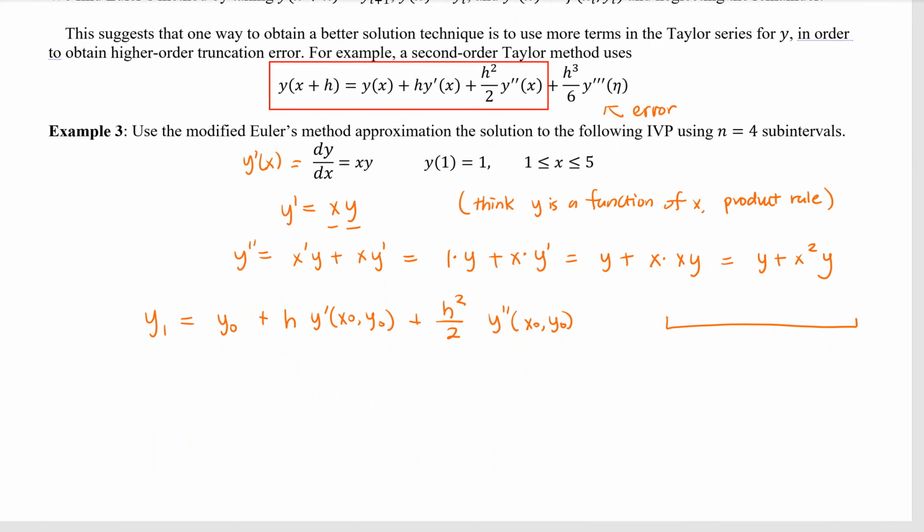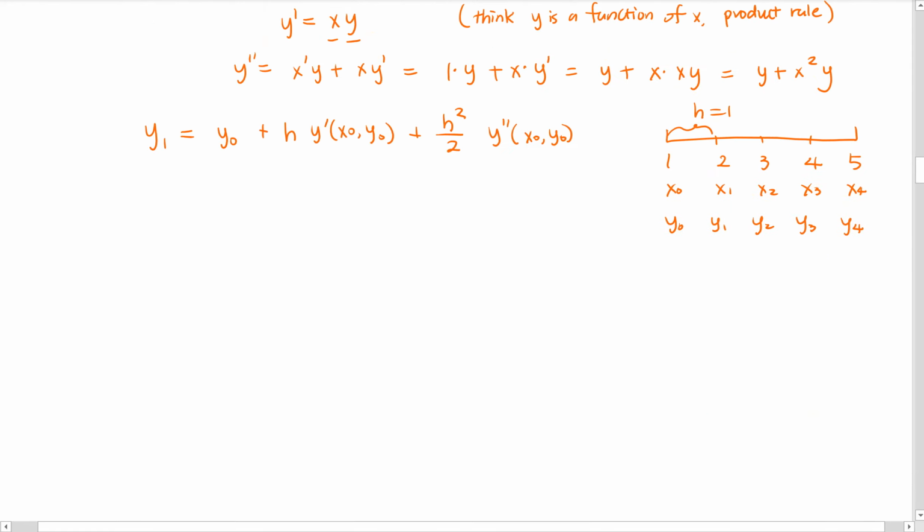Okay, so here we still have the interval. This is from 1 to 5. We divide it into 4 subintervals. The midpoint is 3, and this is 2, this is 4. And you can see the h is also 1. Ooh, that's nice. So this is x0, x1, x2, x3, x4. We're looking for y0, y1, y2, y3, y4. I strongly recommend you to draw this picture and write down the yi's at each step.